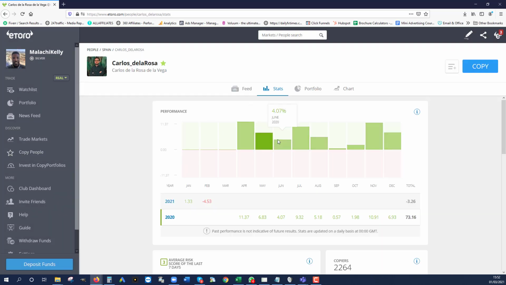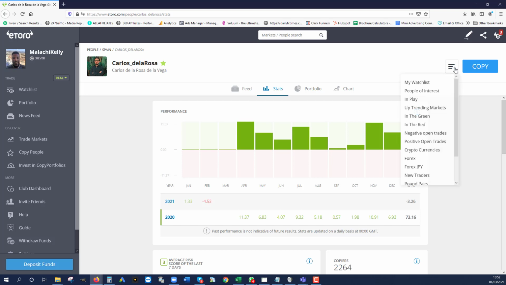So April, May, June, July, August, September, October, November, December, positive, 73% up over 2020. Now he's had a bad month in February, which would mean that potentially he was trading the wrong momentum and he's going to switch his performance. You may wait maybe March and April to see it return back to profits and then start following this person again. But you then add this person to your watch list.